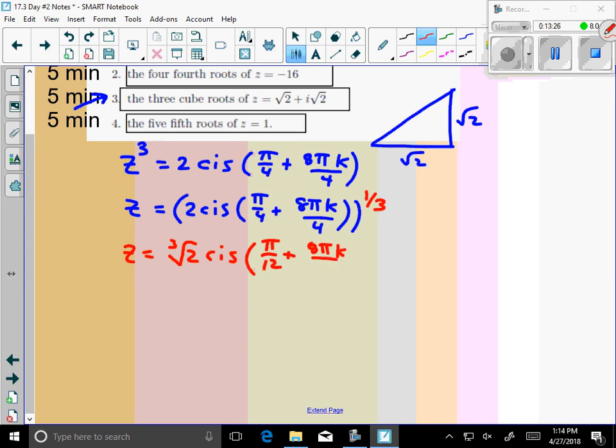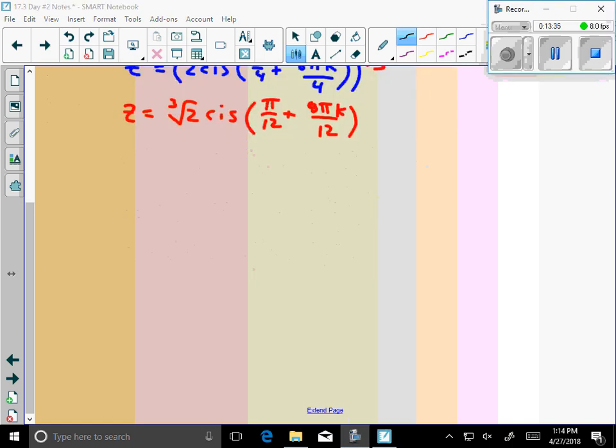Someone is going to be tempted to reduce that, but why put them in common denominator form and then change it again? Don't do it. All right, so if we want the 3 cube roots of the original, how many k's do I want to plug in?